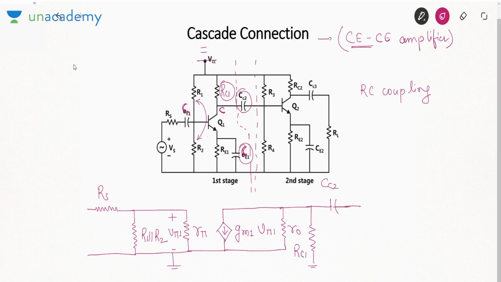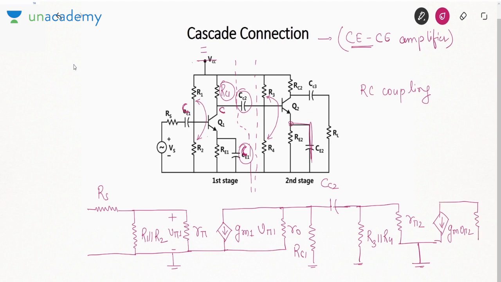Then there is again a transistor. Due to grounding of VCC, R3 and R4 will be in parallel. This is R3 parallel R4. Then again there will be a resistance R pi 2. Due to the bypass capacitor, the emitter of the second transistor is also grounded. Then we have a current source GM V pi 2.